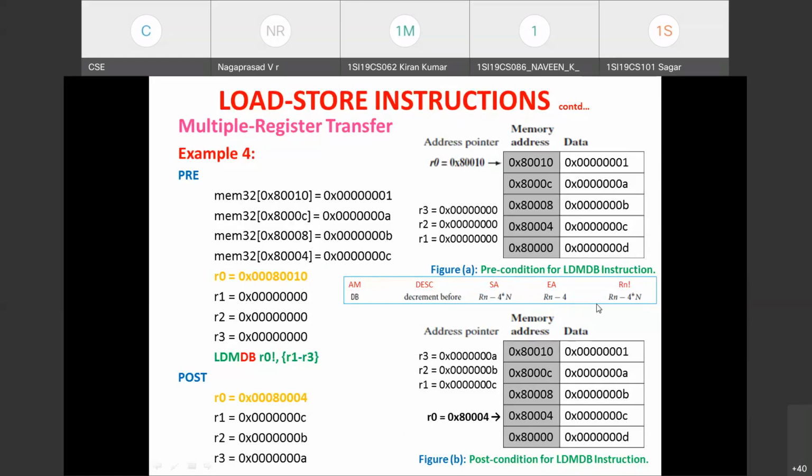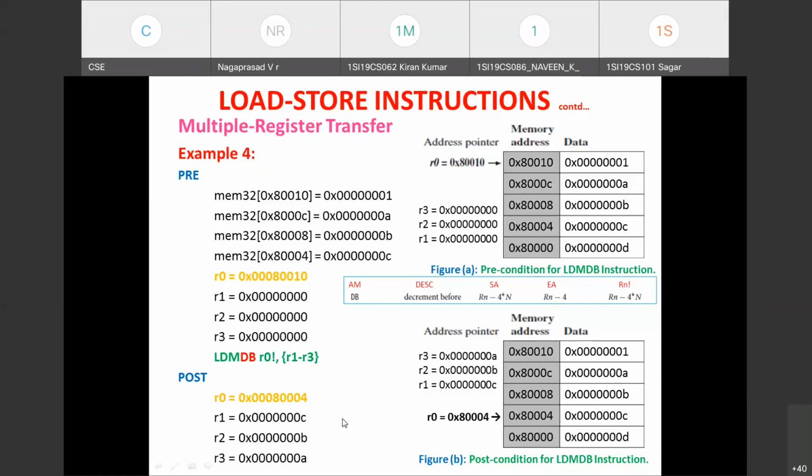And what is the update to the Rn register after execution of the LDM DB instruction? It is Rn minus 4n. 4 into 3 is 12. So 80010 minus 0C, the result will be 80004. This will be the final value in the R0 register.